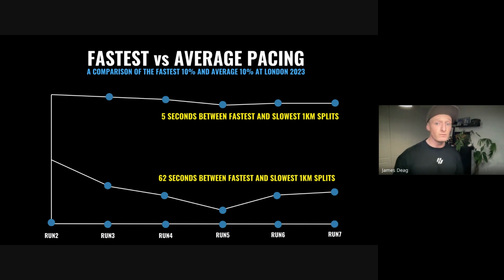And what you should hopefully notice is that one of those lines is almost pancake flat, i.e. each of their runs was within 5 seconds of each other. That bottom line, which represents the average person, of course, you can see that the deviation between their fastest and their slowest 1 kilometer times was over a minute.